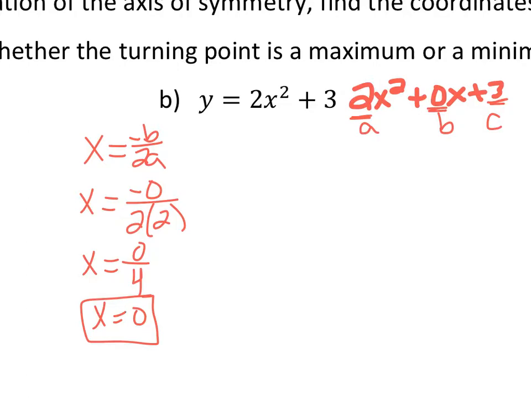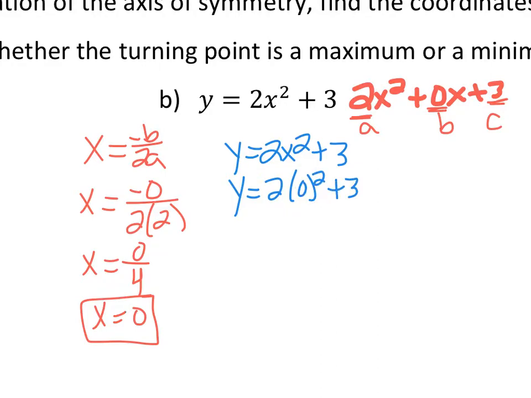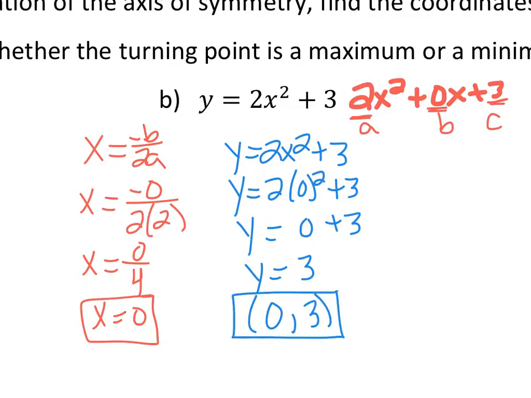To find the turning point, we plug back into the original equation. We plug that x value of 0 in. So y equals 2 times 0 squared plus 3. Well, 2 times 0 squared is just 0. Plus 3 is 3. So 0, 3 is your vertex or turning point. We need to know if it's a minimum or maximum. Remember, we look at our a value for that. Because our a value is positive, I know my parabola opens up. Therefore, this point is a minimum point.